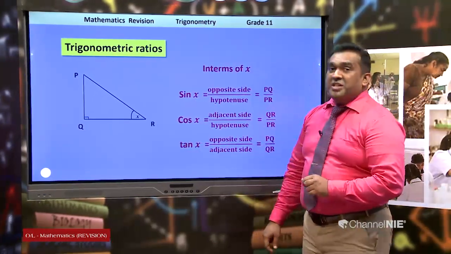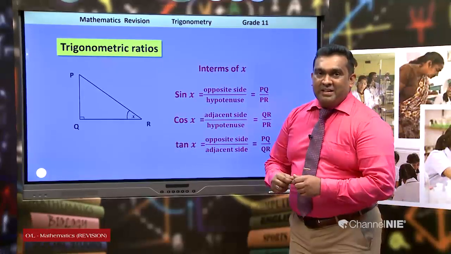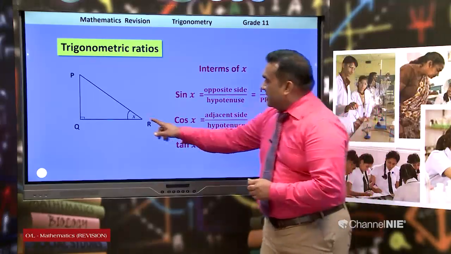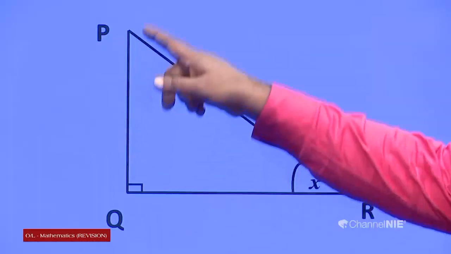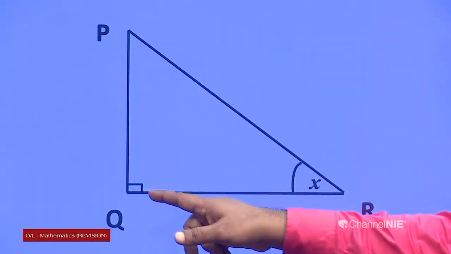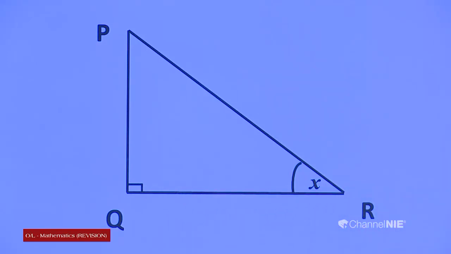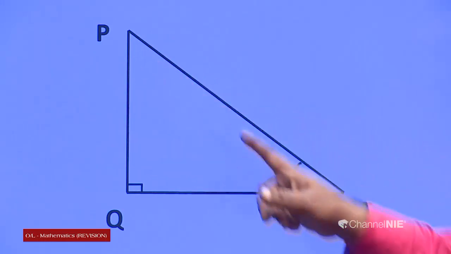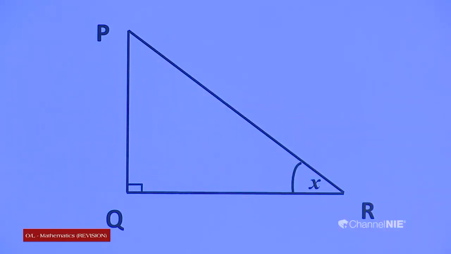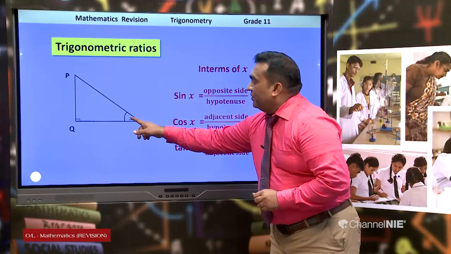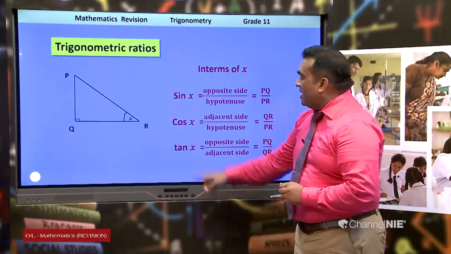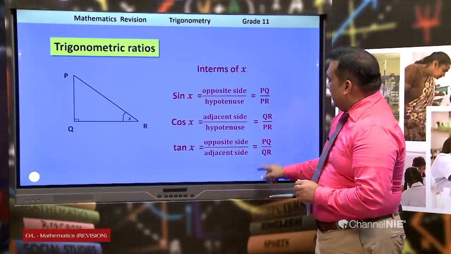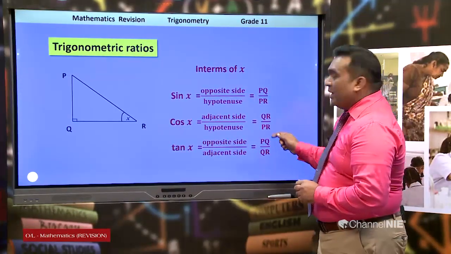tan, tangent is called tan. Tan x, how to define it? Opposite side is PQ, adjacent side is QR. Taking the ratio or the division of PQ and QR, you can get the tangent of this angle, that is called tan x. Opposite side PQ, adjacent side QR, PQ over QR.